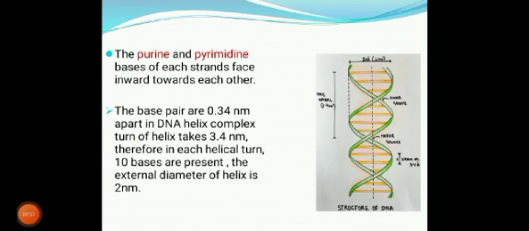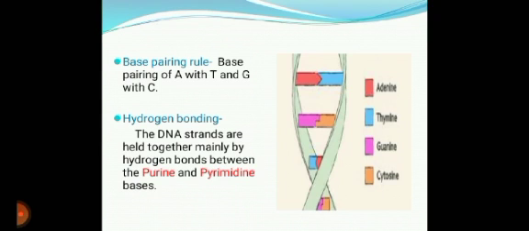The purine and pyrimidine bases of each strand face inward toward each other. There are 10 base pairs per helix turn, and the distance between two adjacent bases is 3.4 nanometer. The helix diameter is 2 nanometer, which we can say is 20 angstrom. Base pair rule: base pairing of adenine with thymine and guanine with cytosine.